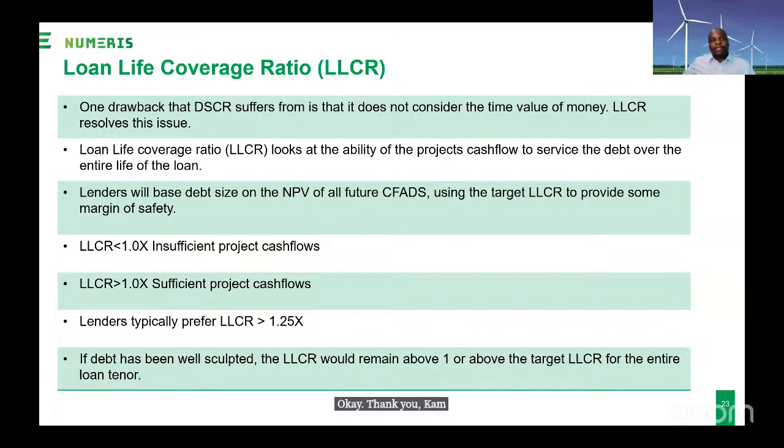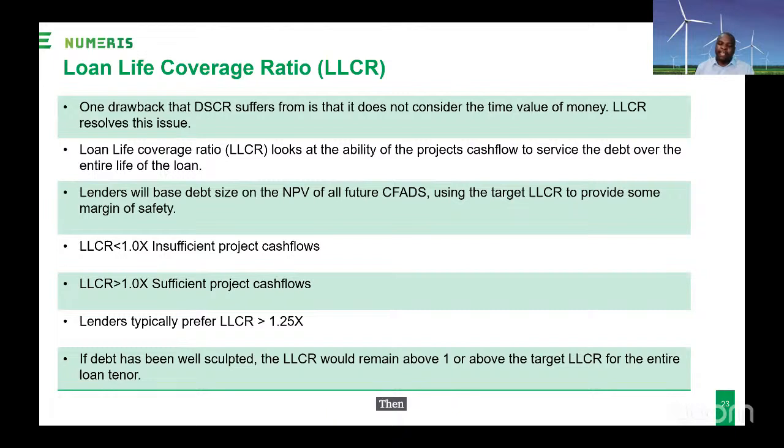Thank you, Kami. Okay, so basically, when we're talking about the loan life coverage ratios, we have seen that the debt service coverage ratio, one of its shortfalls is that it does not take into account the time value of money. So the loan life coverage ratio is now able to resolve this issue. We have seen that to calculate the DSCR, you just take the periodic cash flows, then you divide by the debt service. But now, when you're looking at the loan life coverage ratios, you are talking about the entire cash flows available during the loan tenor.